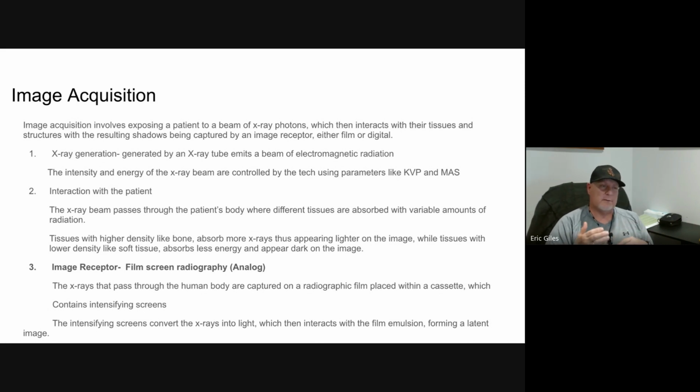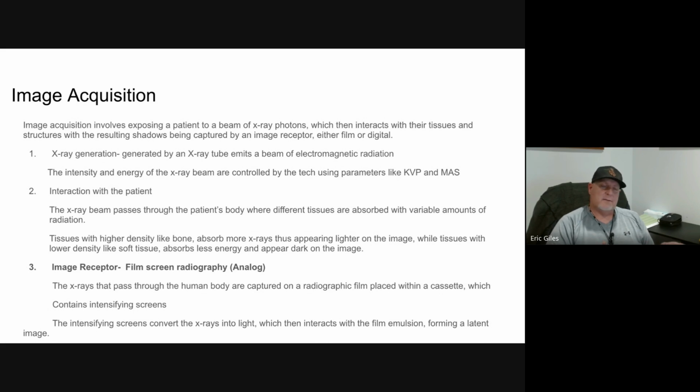It's all about attenuation, different densities in your body, how the X-ray passes through there, and what it's like when it reaches the film or the image receptor. So we're going to talk about the image receptor next. The X-rays that pass through the human body are captured on a radiologic film placed within a cassette, and this cassette that it's placed in contains intensifying screens.